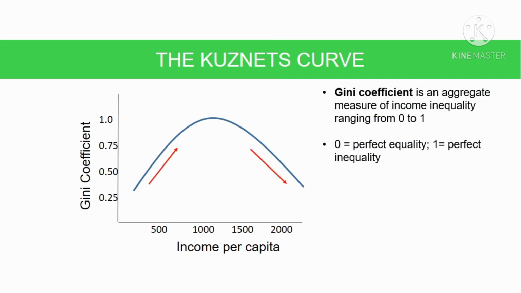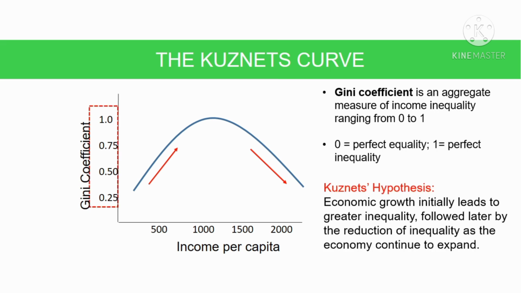The Gini coefficient is an aggregate measure of income inequality with a value ranging from 0 to 1. A value of 0 means there is perfect equality, and a value of 1 means there is perfect inequality. This means that the higher the value of the coefficient, the higher the inequality of income distribution, and the lower it is, the more equal the distribution of income.